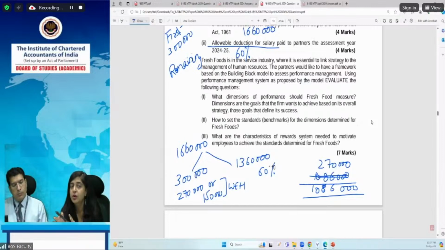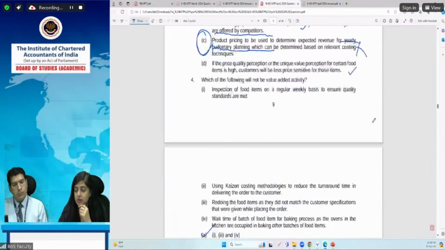But student, your answer will not end here, because you have to see how much the firm is paying to the partners, and you have to compare and take the lower portion, because 40B provides the maximum remuneration which a firm can pay. If the firm is paying less than that amount, then that amount will be allowed as deduction. So it is a maximum remuneration which is allowed to working partners, which is 10,86,000.